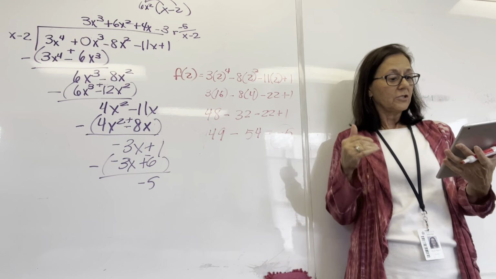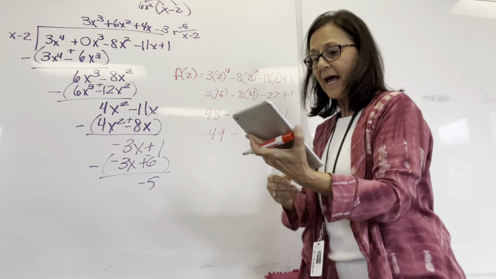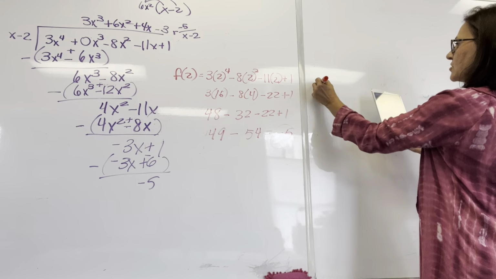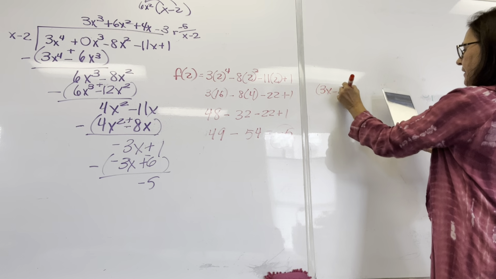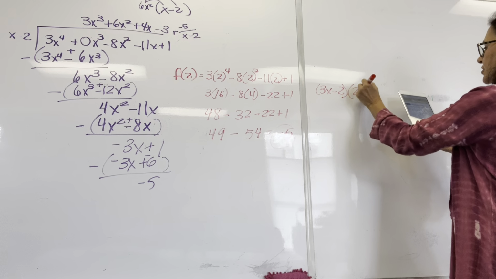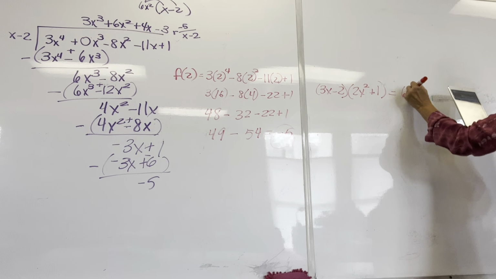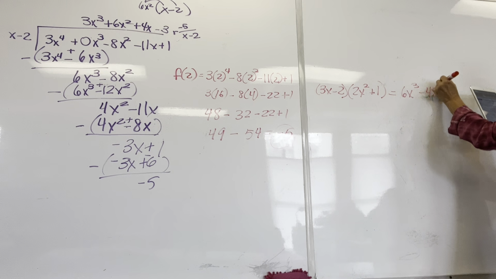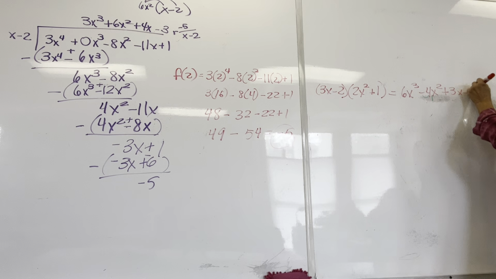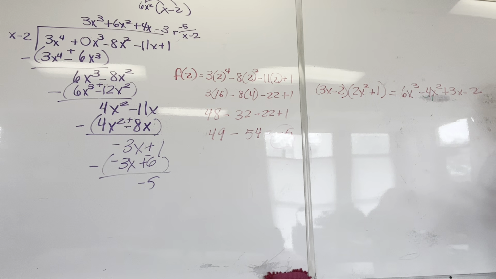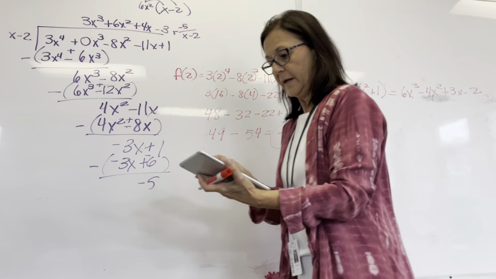All right, so look at example 3. That tells me that 3x minus 2 times 2x squared plus 1 equals 6x cubed minus 4x squared plus 3x minus 2. Does that make sense?